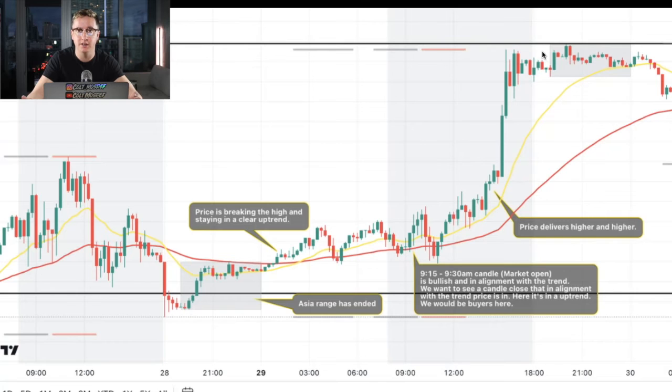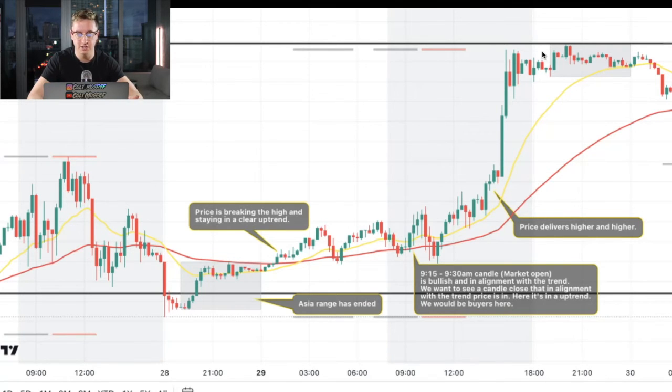We are just checking up on this right before we're going to trade at the market open. Now, what I want to see is I want price to break either the Asia high or the Asia low. And I want price to stay in that one trend. So we could see the Asia range has ended.